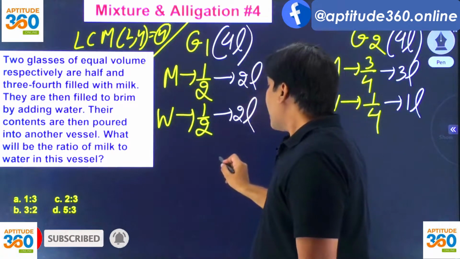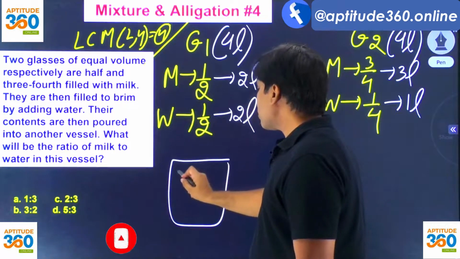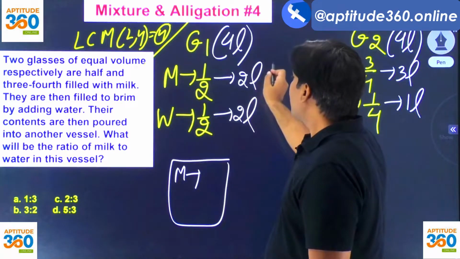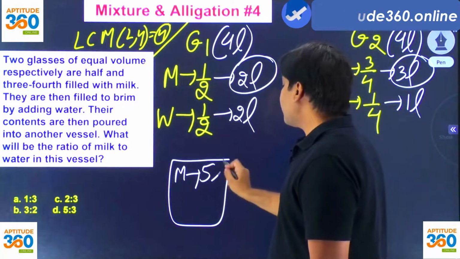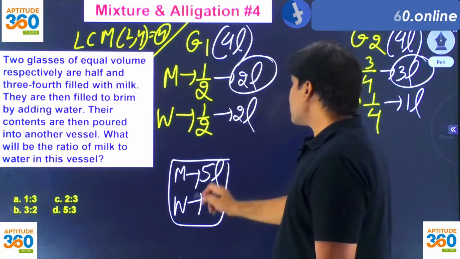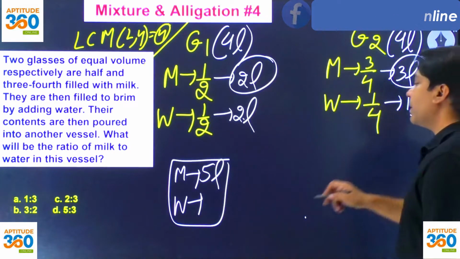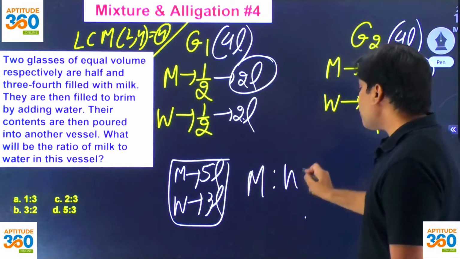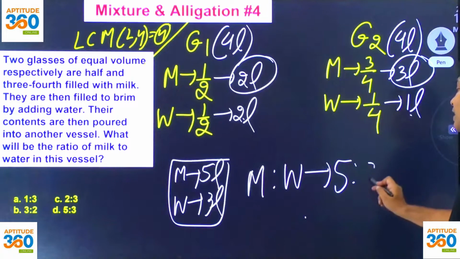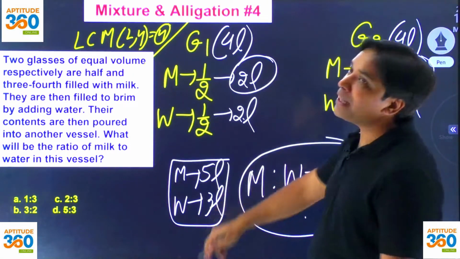Now in the third vessel how much is going to be the milk then? How much is going to be the milk? 2 liter from here and 3 liter from here. Milk is going to be 5 liter, whereas water is going to be how much? 2 liter from here, 1 liter from here. This is going to be 3 liter. What is going to be the ratio of milk and water? That is 5:3. क्या ये प्रॉब्लम सिंपल नहीं है?